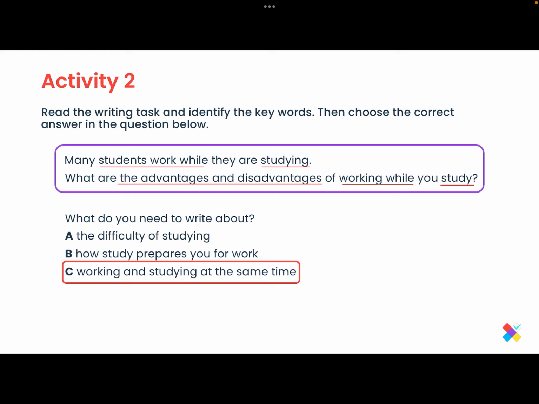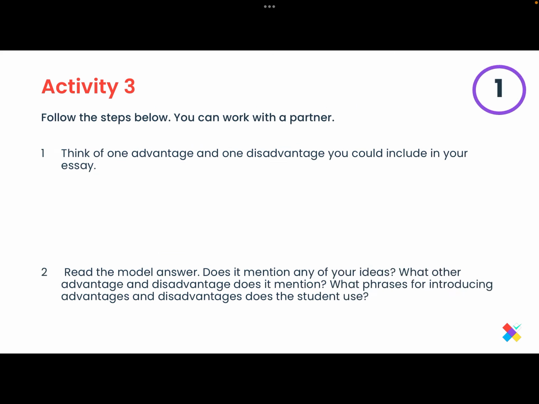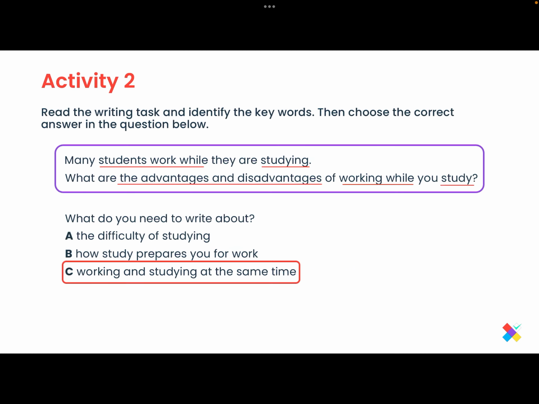Okay, let's move on to the next activity. Here you've got another minute. You've got a writing task. And what I would like you to do in 1 minute, first to identify the keywords, then I would like you to answer the question. What do you need to write about? So basically, we need to identify the keywords, and then we need to find the main topic that we're going to write about. Here it goes.